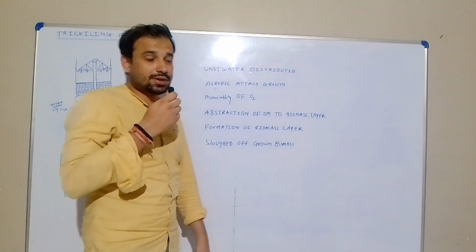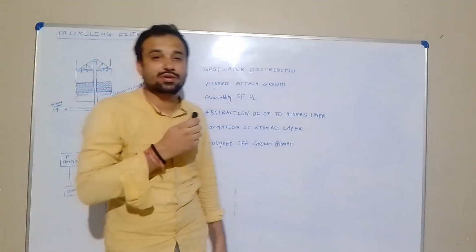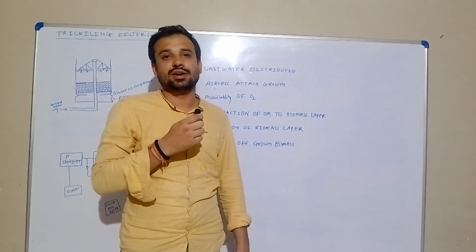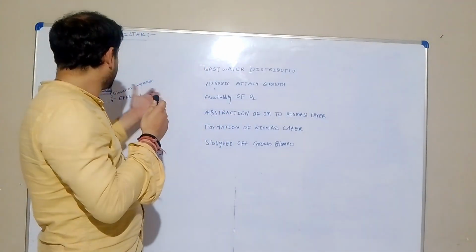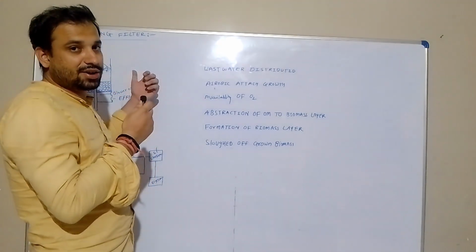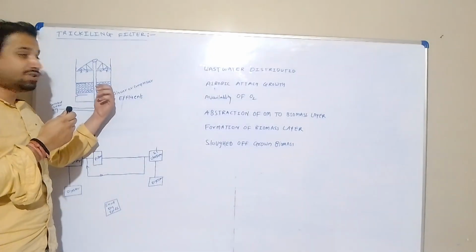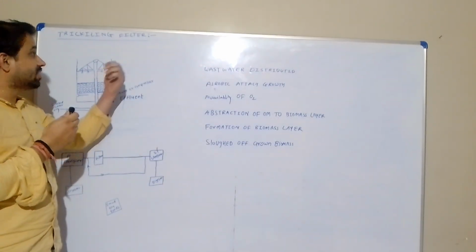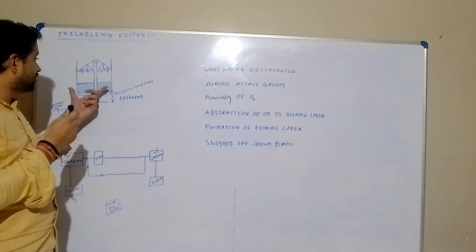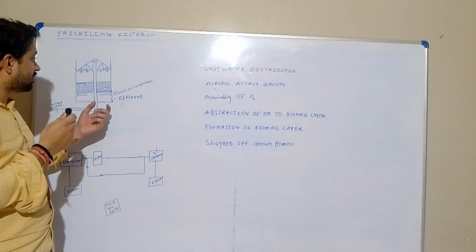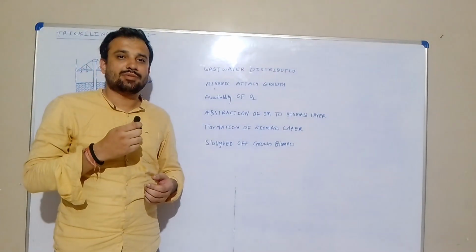So, explaining the trickling filter: settled water from the primary sedimentation tank in the wastewater treatment plant comes to the trickling filter and trickles over the filter media provided in the trickling filter reactor. This filter media is a non-submersible type of media which trickles the wastewater, and the wastewater has microorganisms and organic matter in it.